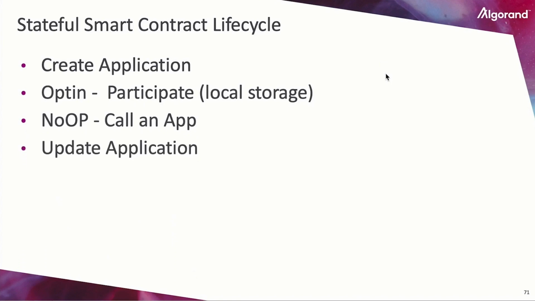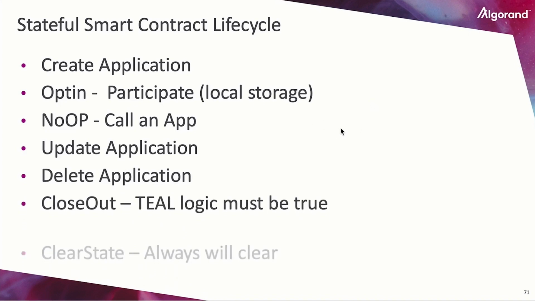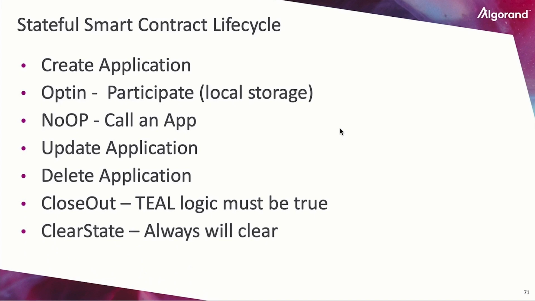No op is actually calling the application. And then you have update the application, delete the application, close out the application, and then clear state will always clear. And close out the TEAL logic must be true to close it out. So that's the life cycle. So all these can be done, and there's a good link there to do that.